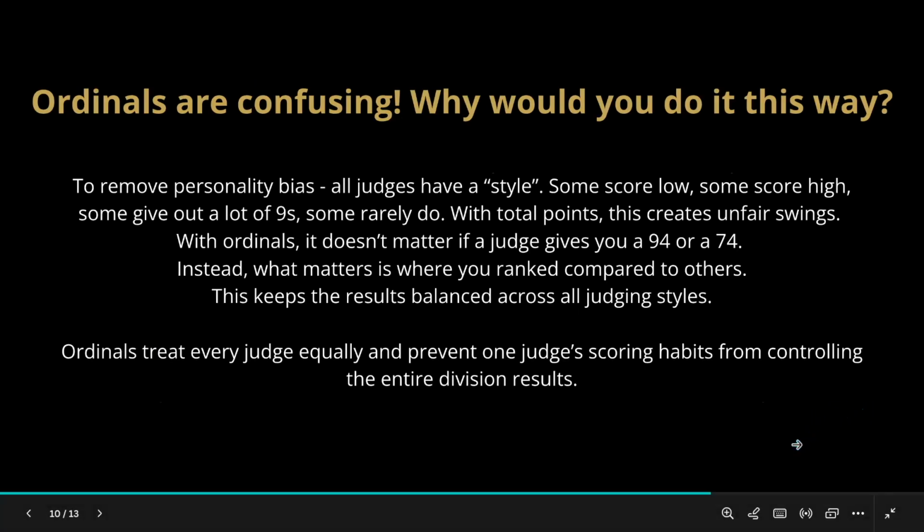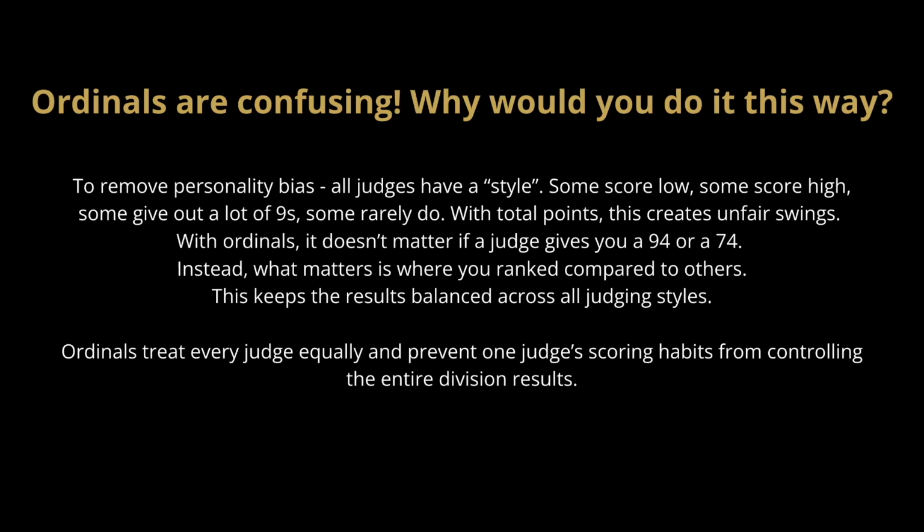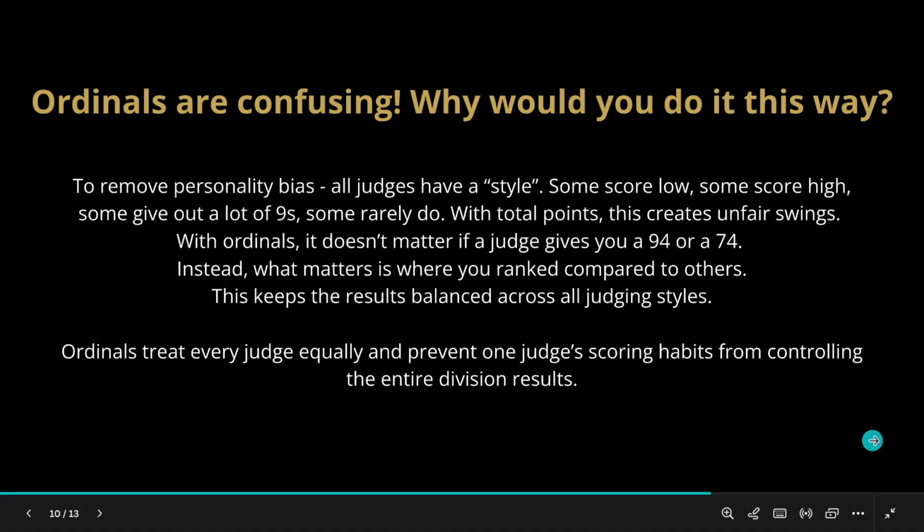Ordinals are confusing. Why would you do it this way? One reason is to remove personality bias, because all judges have a style. As we talked about, some score low, some score high, some give out a lot of 9s, and some rarely do. With total points, this creates unfair swings. With total ordinals, it doesn't matter if a judge gives their first-ranked competitor a 94 or a 74. What matters is the rank compared to others. This keeps the results balanced across all judging styles.